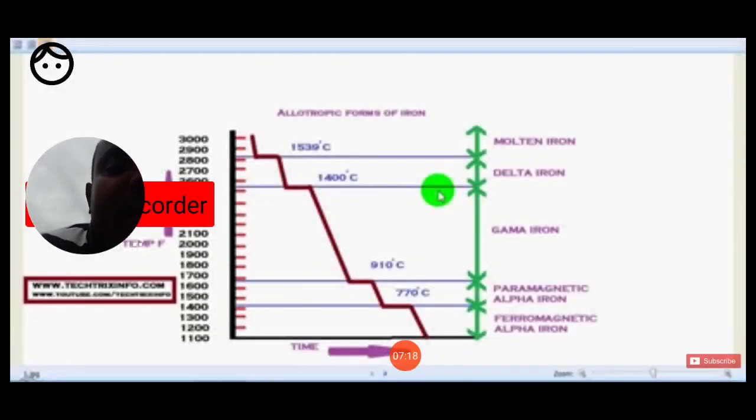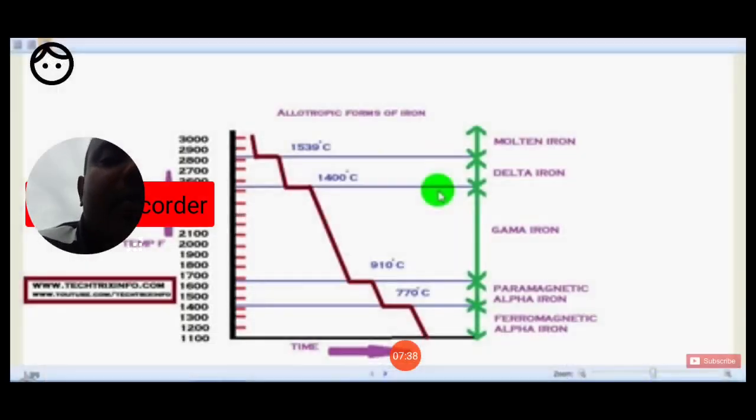From 910 degrees centigrade to 770 degrees centigrade, it is alpha iron with non-magnetic property. So you see and understand the different temperatures. This is called the cooling curve. Suppose you see the heating, that is also a reversible process, so heating or cooling.